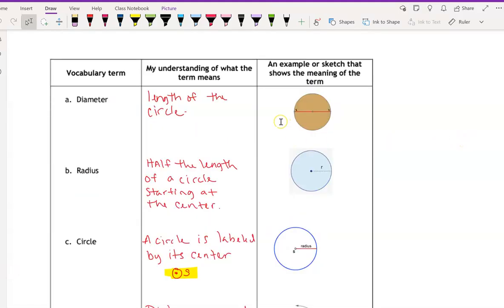Okay, so the vocabulary term is diameter. The diameter is just the length across the circle. So from point X to point Y is just the length. That's the diameter. The radius is half the length of a circle, starting at the center. So if I go to the center of this blue circle, I start right there and go to the edge. That dotted line is known as the radius of a circle.